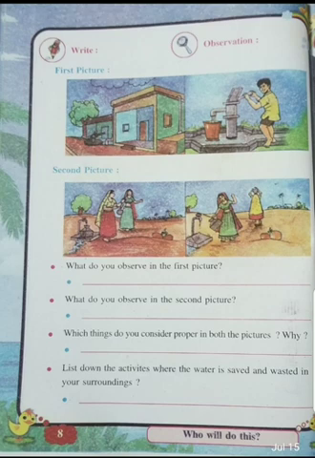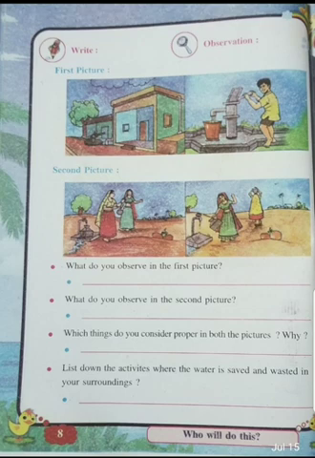See, the water has been wasted. And in the first picture what you see, the water has been saved. The first picture shows you rainwater harvesting, and the second picture shows you the wastage of water. So here again the questions are there. What do you observe in the first picture? What do you observe in the second picture? Which things do you consider proper in both the pictures? Which things are proper? That the rainwater is collected properly, not wasted, and the boy is also filling up the bucket by using the hand pump and not wasting it. But in the second picture they are wasting the water.